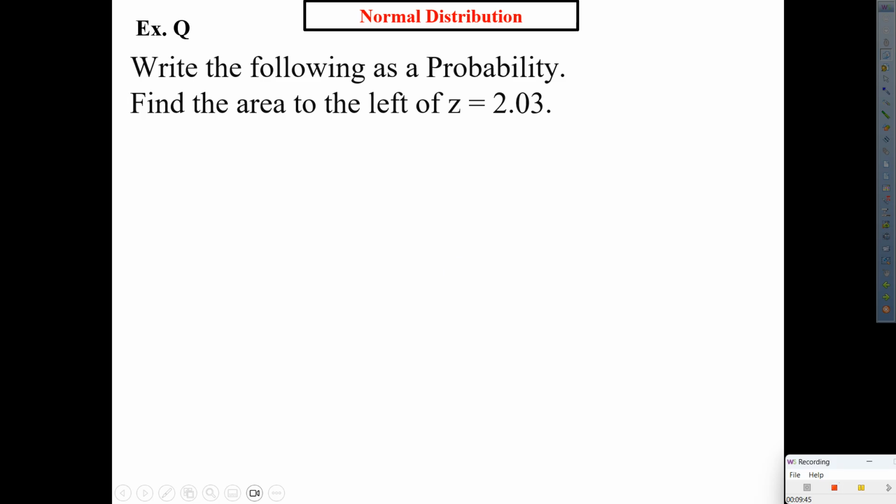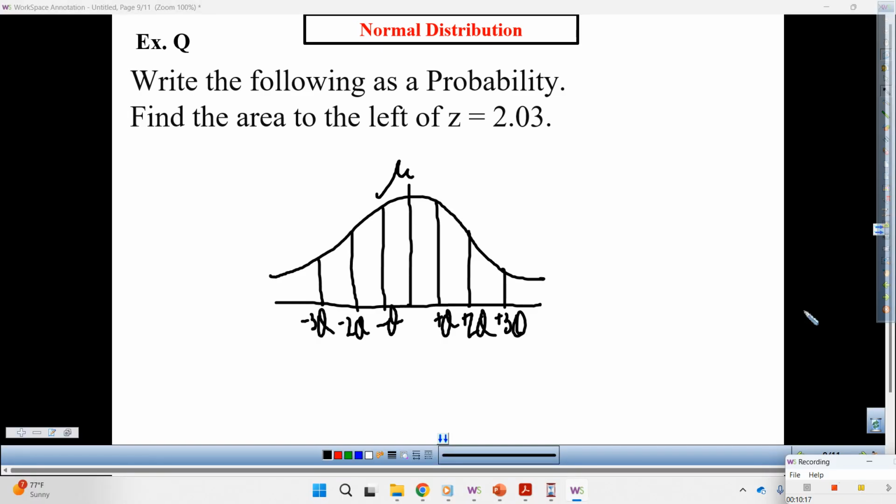Example Q reads, write the following as a probability and find the area to the left of Z 2.03. So, I'll give you guys some time to write that down, and I want you guys to do the second part. Find the area to the left of Z 2.03 as practice, just to make sure you got it. All right, I'll give you guys some time. Copy and go. All right, here it goes. Y'all ready?